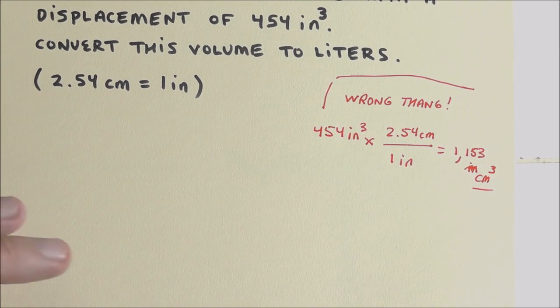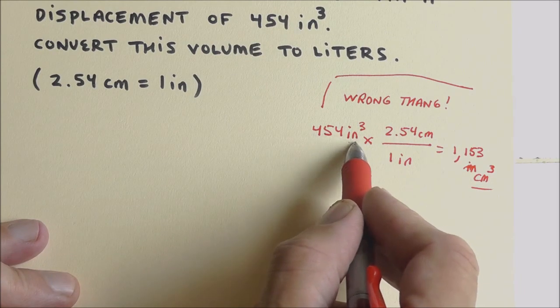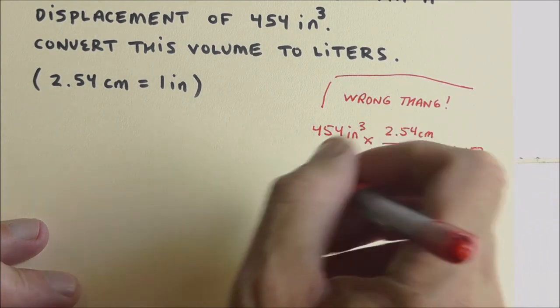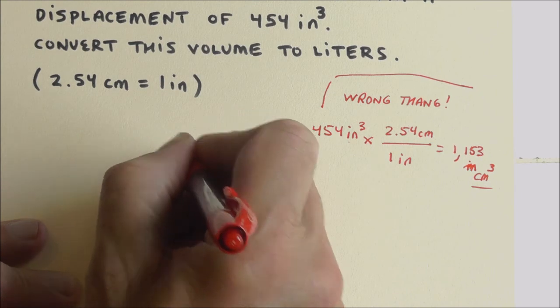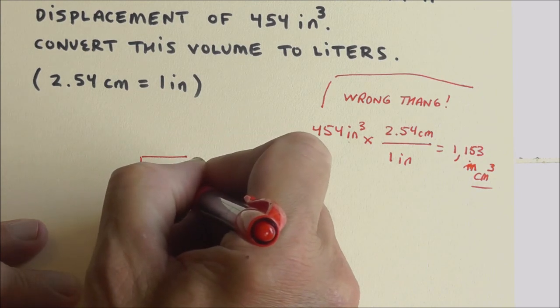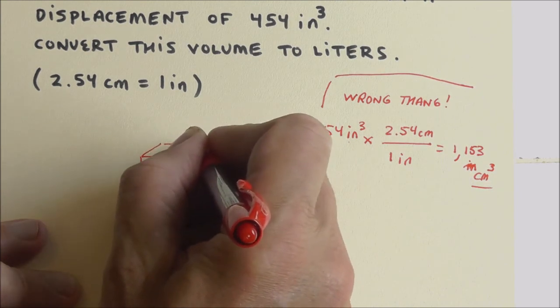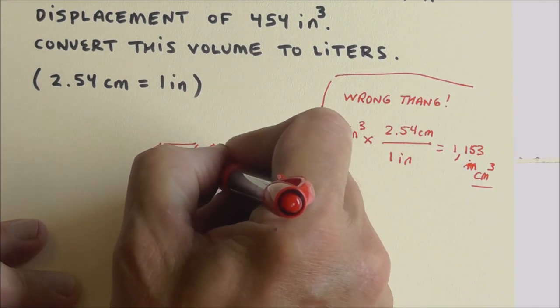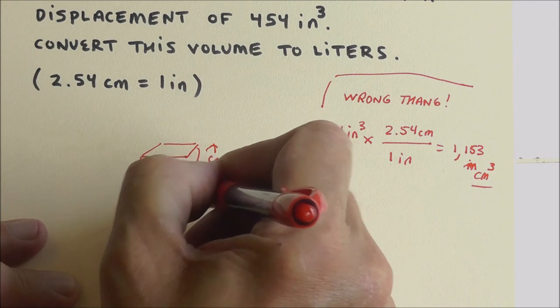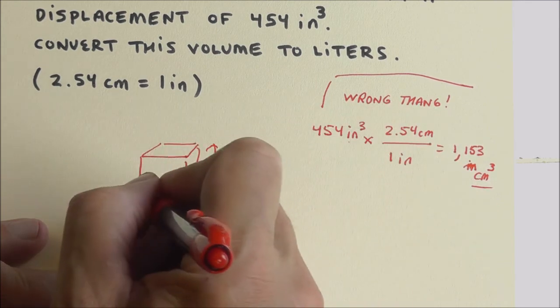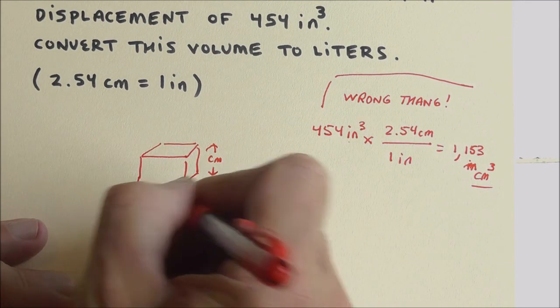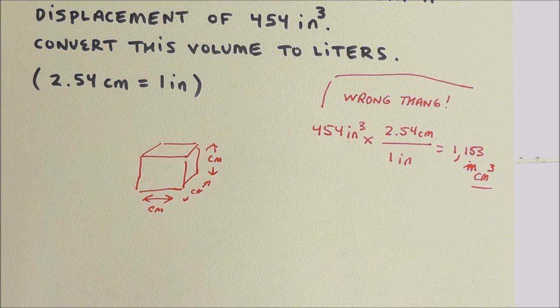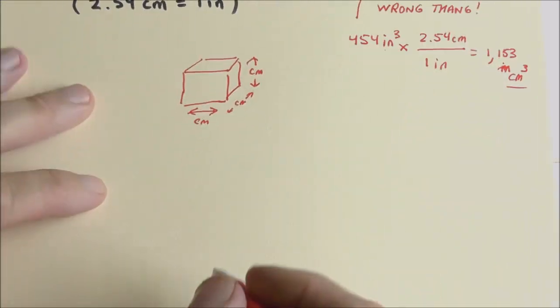What you really need to think of these cubic units as is inches by inches by inches. So this is a big old cube. We're going to convert it to centimeters cubed. And a centimeter cubed is a centimeter by a centimeter by a centimeter. So if you use the conversion once, you've only converted one of the dimensions, and that would be the wrong thing. So what you do is, I just do it 3 times.